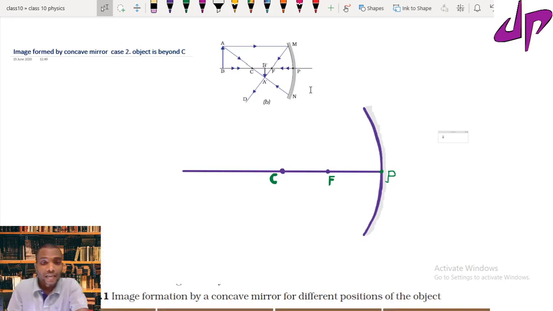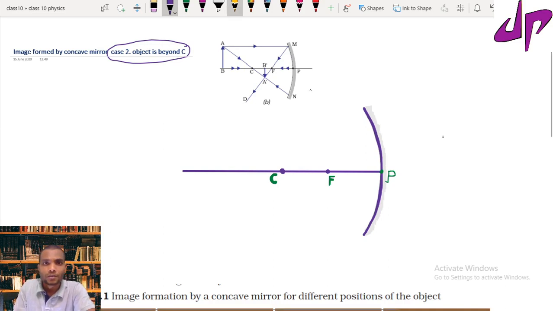See the second case. Here the second case is if the object is just beyond the center of curvature. If the object is just beyond the center of curvature, the image forms between the center of curvature and the focus. We need to draw that. So take the object just beyond the center of curvature.